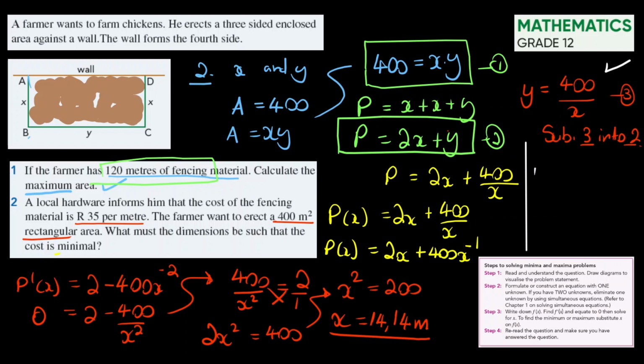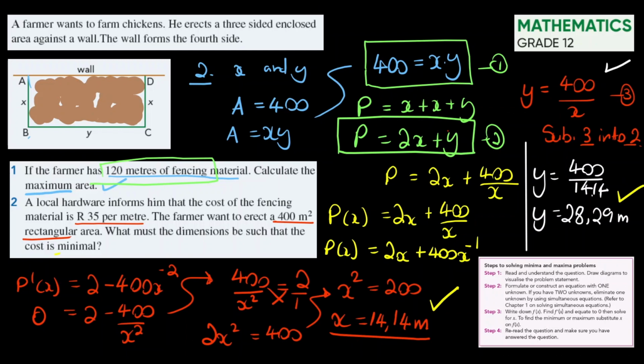My y dimension will be y is equal to 400 divided by 14,14. And my y dimension will be equal to 400 divided by 14,14, which gives 28,29, and all my answers are rounded to 2 decimal places. So in that way, we would have calculated what our x dimension is and what our y dimension is.